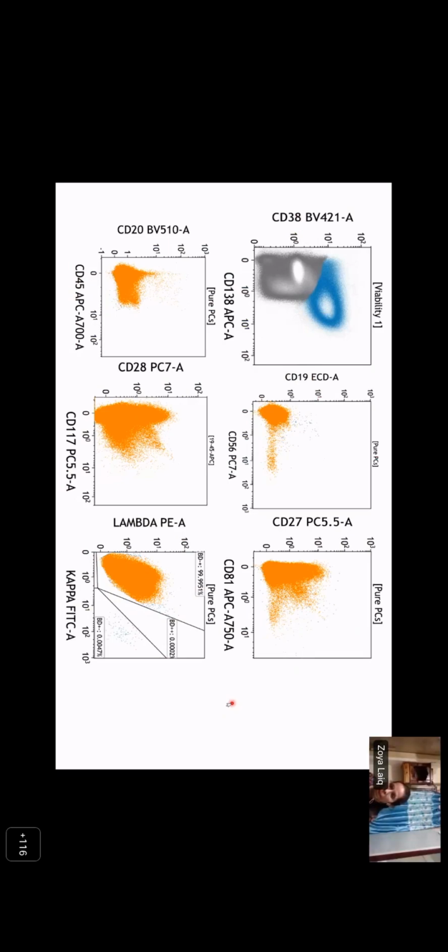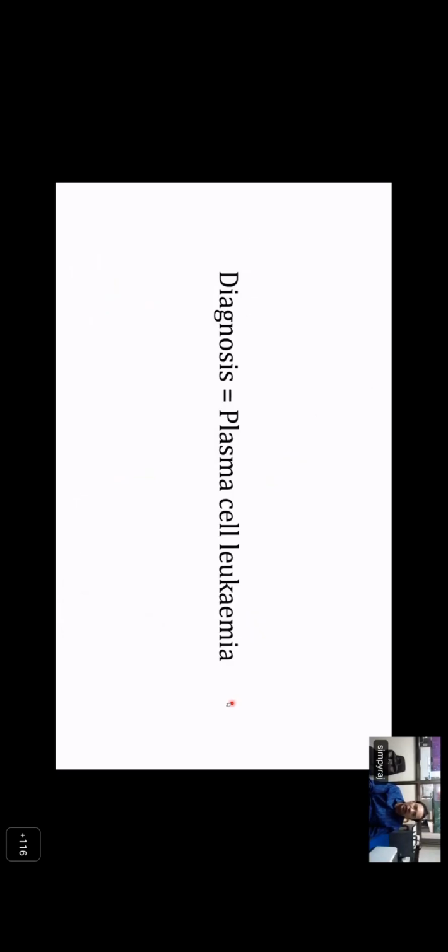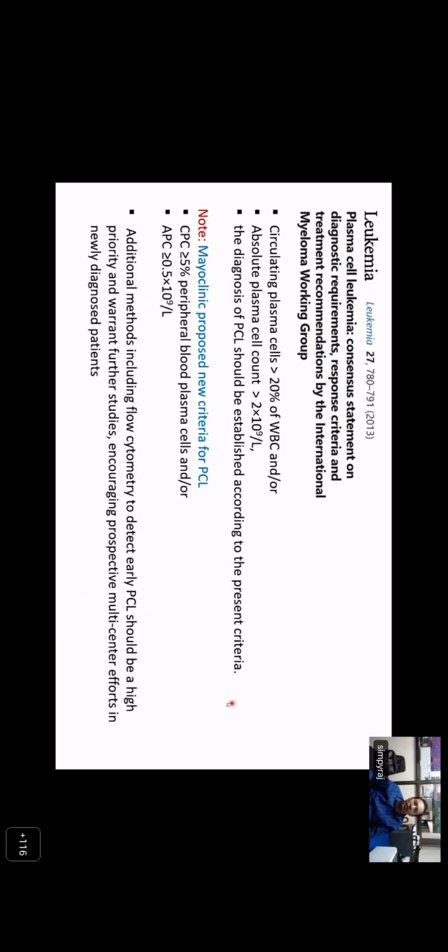Plasma cell leukemia. Anybody knows the criteria for plasma cell leukemia? So greater than 20% plasma cells in peripheral blood smear. 20%, right? So 20% plasma cells is our traditional definition. Okay, so diagnosis of plasma cell leukemia. Now, the old definition, as Deepika also mentioned, is circulating plasma cells more than 20% of total WBC, or an absolute count of 2000 per microliter is also considered plasma cell leukemia. But this is the old definition.